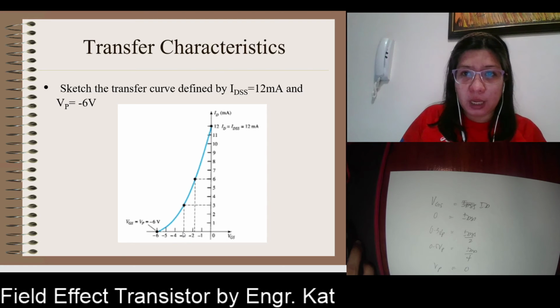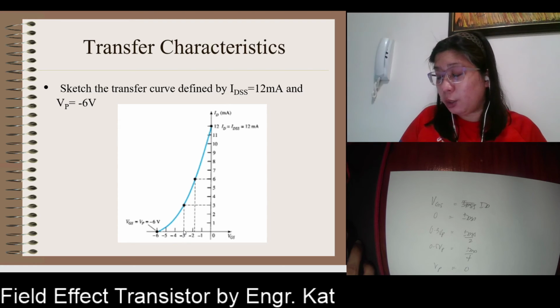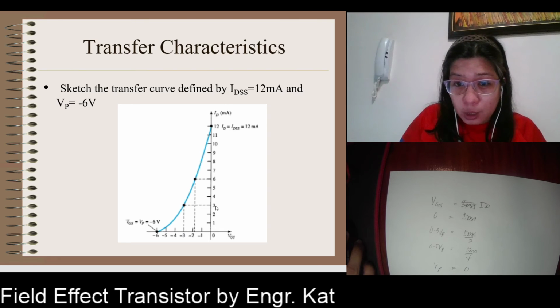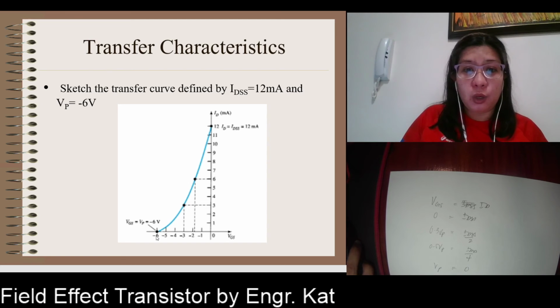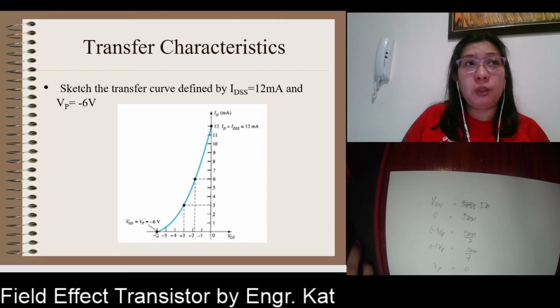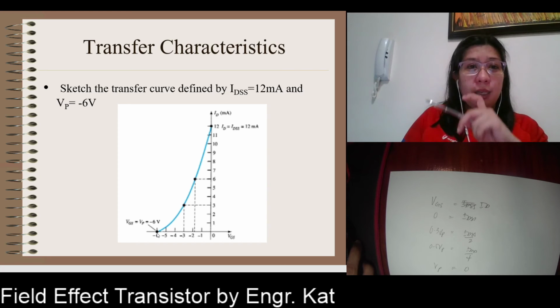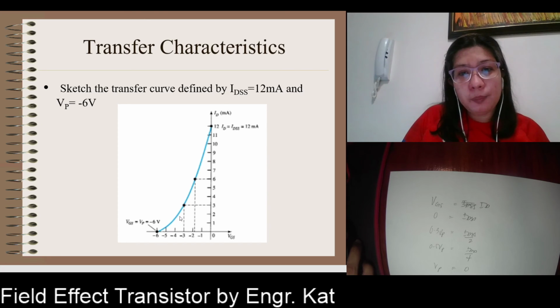So -3, that will give you 1/4. So what is 1/4? So that is 3. So this is your 3 and this is your -3. So this is your next point. And last is your VP is equal to -6. So your ID is equal to 0. So upon plotting those 4 points, you can now draw the curve.